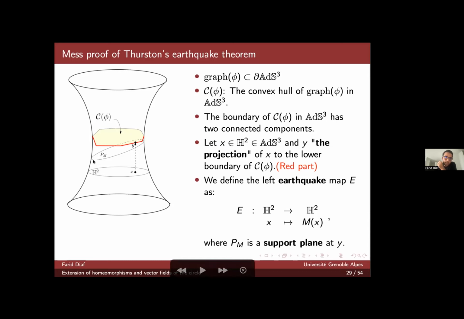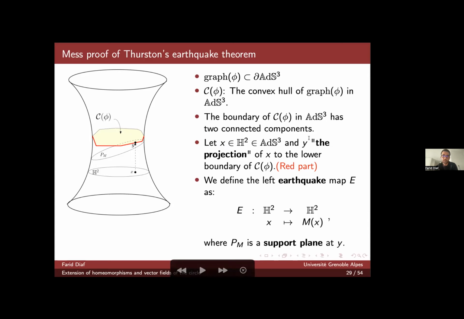So it can be written as P_m, P script m, namely the orthogonal of m. And so you take what is your earthquake, which is just the evaluation of your isometry m at the point x. And of course, you need to prove that this is indeed an earthquake, which extends to your homeomorphism phi.